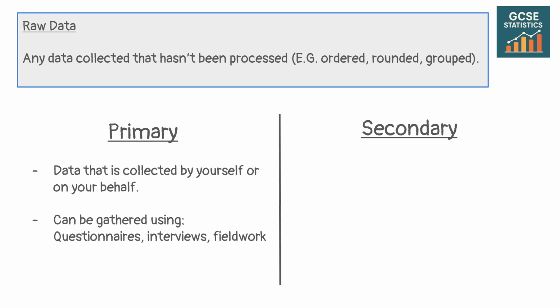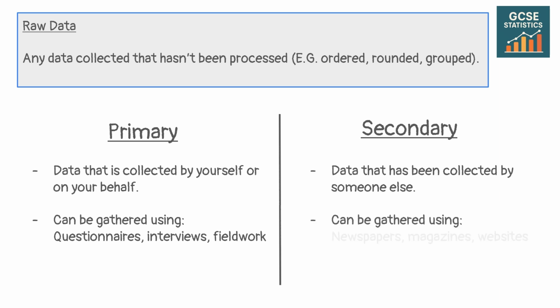On the other hand, secondary data is any data collected externally by someone else. This can be gathered using newspapers, magazines, websites, etc. For example, the ONS, the Office for National Statistics, regularly publishes government data, and Ofqual, responsible for our exams, also publishes statistics regarding the exams. These are all examples of secondary data.